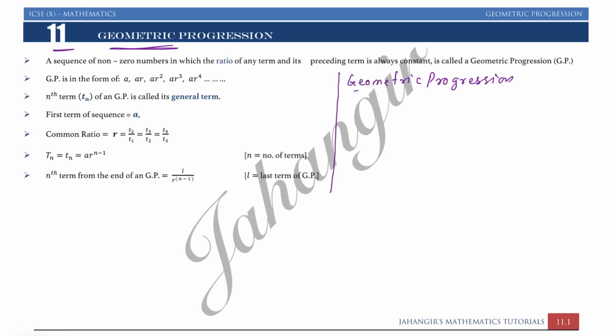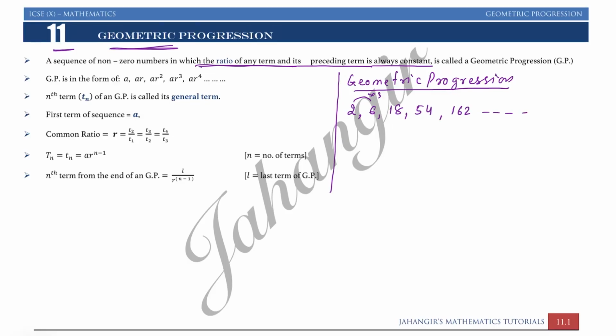So in geometric progression, the ratio between the consecutive terms is the same. The ratio of any term and its preceding term is always constant. If you take an example, the first term is 2, multiply by 3. 2 3s are 6. 6 3s are 18. 18 3s are 54. 54 3s are 162 and so on.